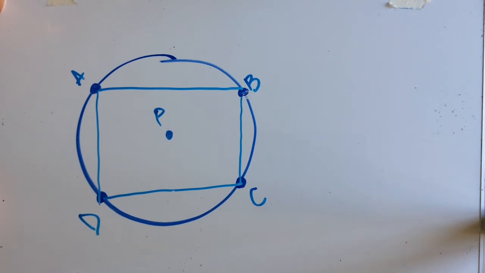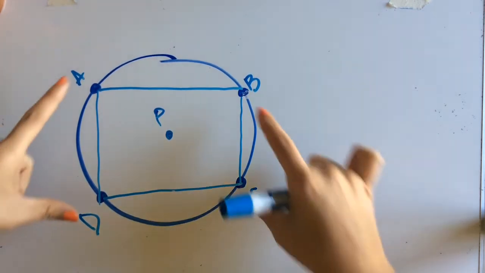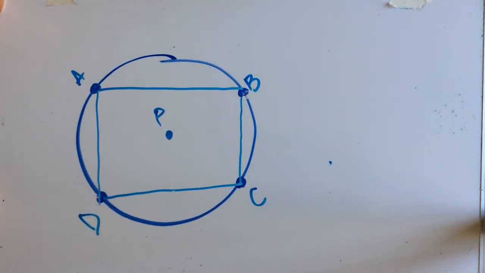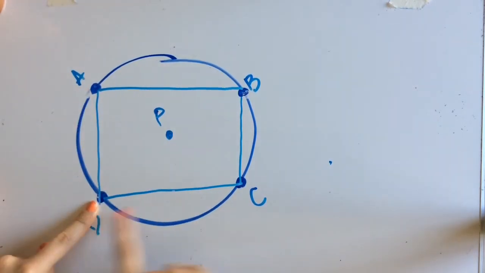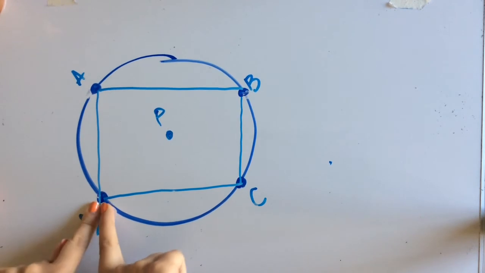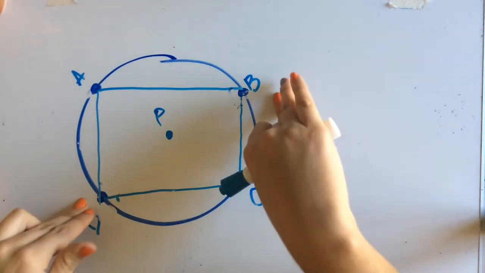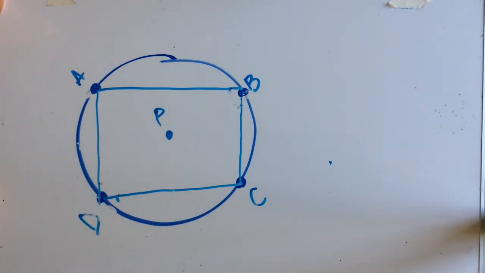So our notes say if a quadrilateral is inscribed in a circle, if it's inside of the circle where the corners are on the edges, then its opposite angles are supplementary. So let's take angle D. The opposite angle is the angle that's not next to D. So I see A is next to D, C is next to D. So the opposite angle is B. They are on opposite sides of the quadrilateral. That means they are supplementary.